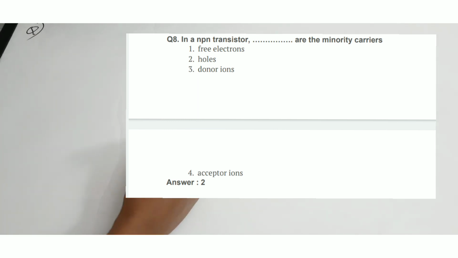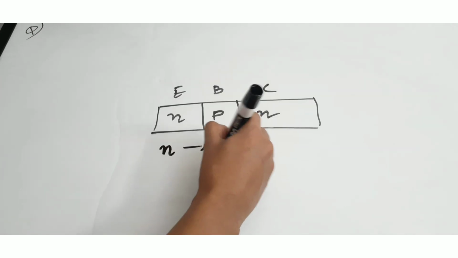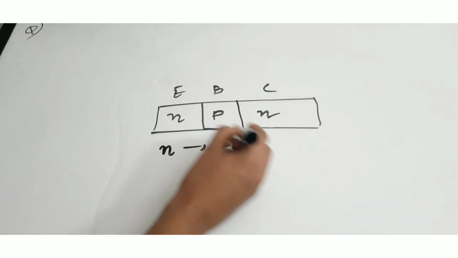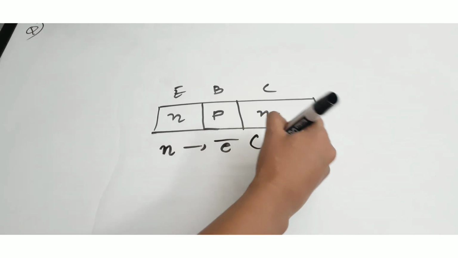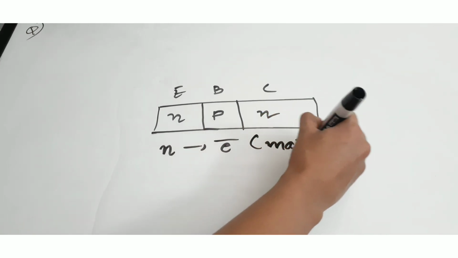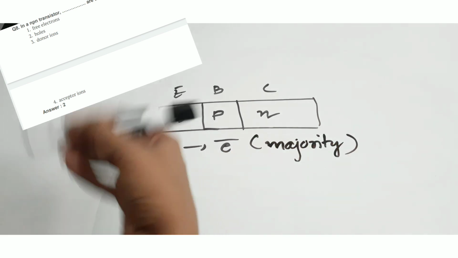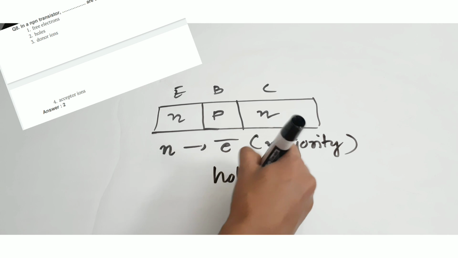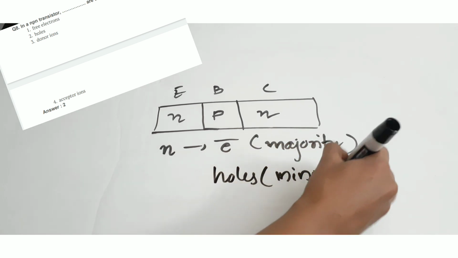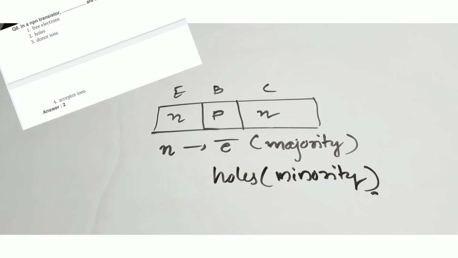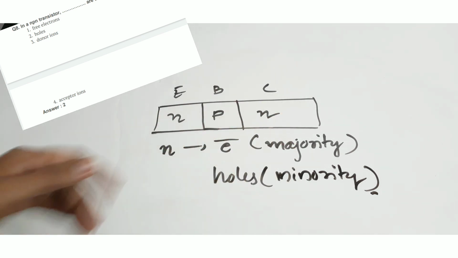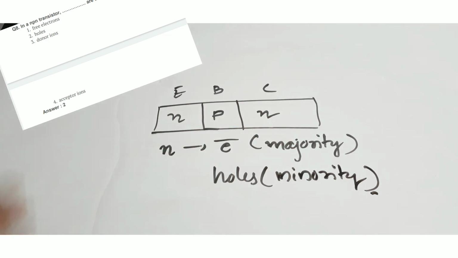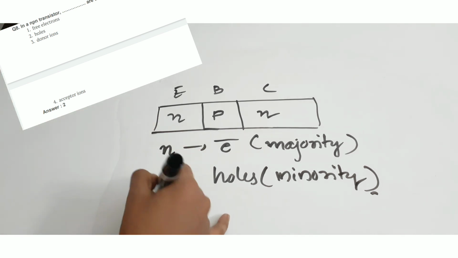So here there are 2 N's. When there is more N, it means more electrons. So the majority carriers are electrons. I'll write majority here. When electrons are the majority, which will be the minority? Holes are the minority. So when there is more N, it means more electrons, and more electrons means a lesser number of holes. So the minority carriers are holes. The correct answer is option 2.